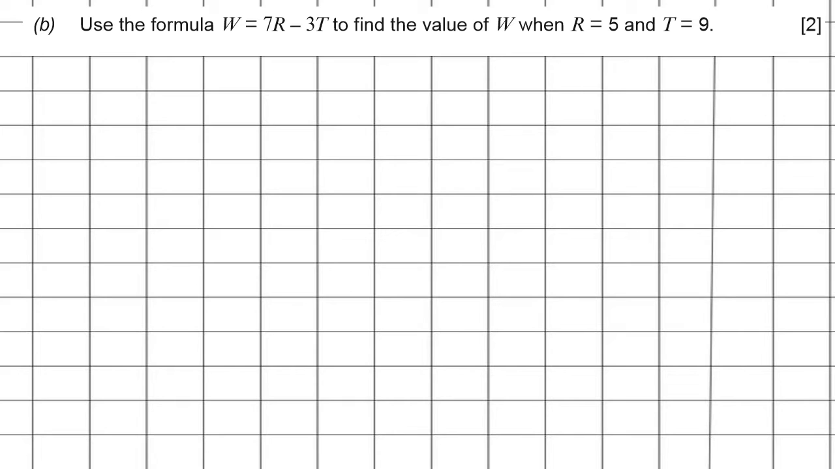Use the formula W equals 7r take away 3t to find the value of W when r equals 5 and t equals 9. So substitution. We know r equals 5 and t equals 9. So W equals 7r. When they have no symbol between them, that means times in algebra. So 7 times 5, take away 3 times 9, gives us 8.